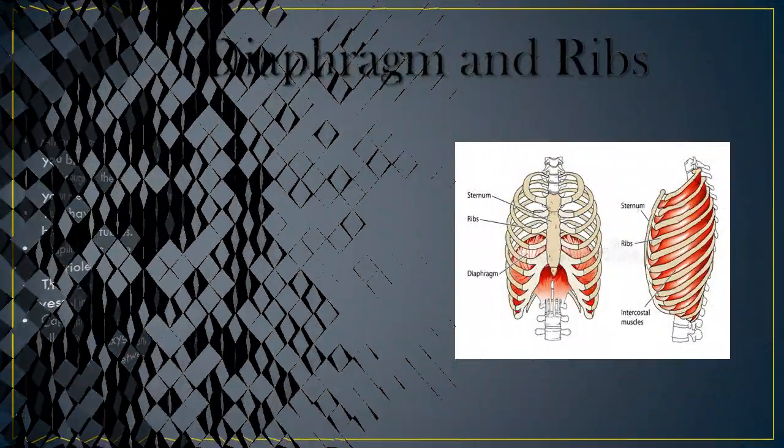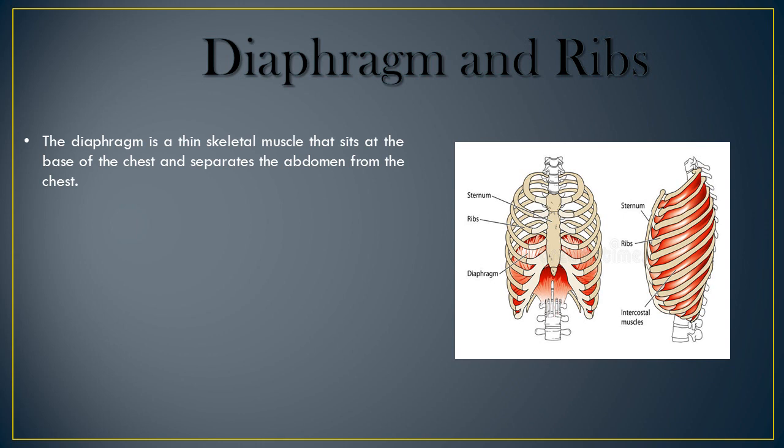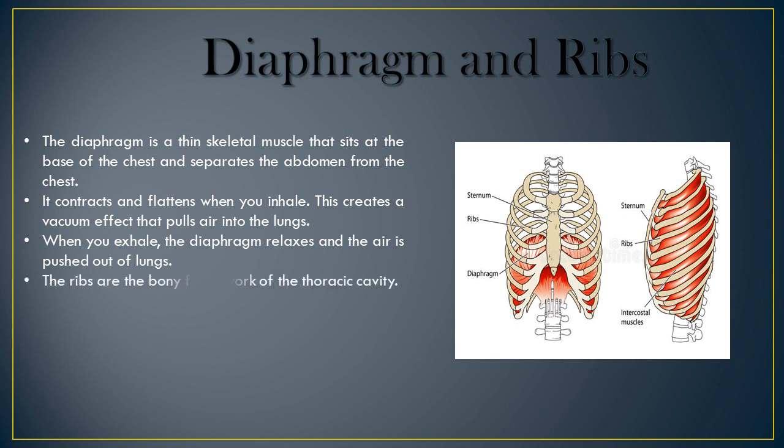Diaphragm and ribs. The diaphragm is a thin skeletal muscle that sits at the base of the chest and separates the abdomen from the chest. It contracts and flattens when you inhale. This creates a vacuum effect that pulls air into the lungs. When you exhale, the diaphragm relaxes and the air is pushed out of the lungs.